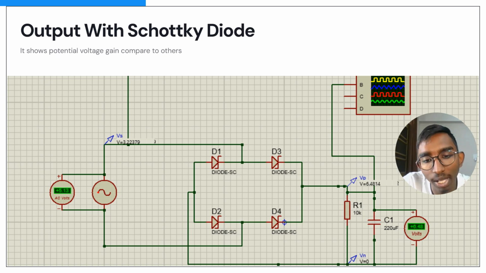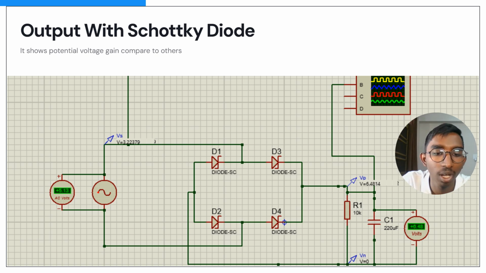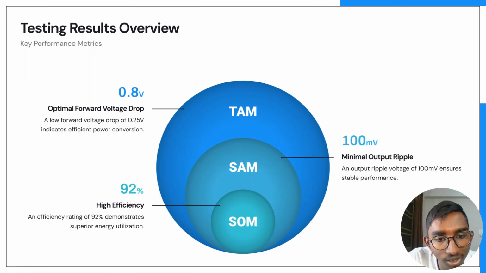Here the voltage will normally be high because of the rectifier, and compared to the normal one, it has a very small voltage drop, which is positive for IoT devices. It is normally used in solar plants for converting AC to DC, which is a potential way. And in the testing results, the voltage drop is 0.8 volt, which is very low, and the efficiency goes up to 92%, which is the result we got to increase the efficiency.